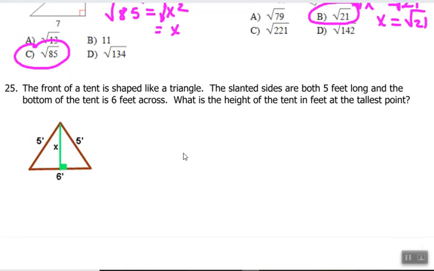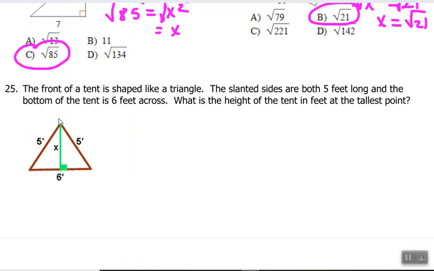Okay, so sometimes we're going to have some kind of word problems or images that we're going to look at. So this one says the front of a tent is shaped like a triangle, and the slanted sides are both 5 feet long. The bottom of the tent is 6 feet across.